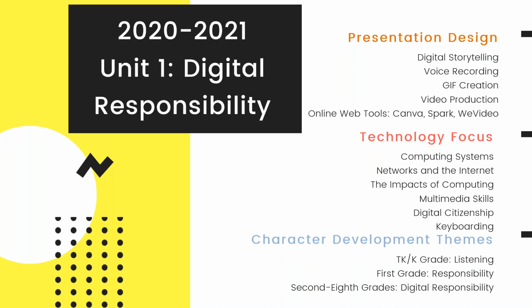We are going to spend time talking about computing systems, networks and the internet, impacts of computing. For lower levels, we're talking about mouse skills, mouse practice, how to navigate that mouse, keyboarding instruction and introduction. And of course, this unit overtly talks about digital citizenship, right? Digital responsibility. How can we be responsible with digital information? TK in kindergarten, their theme is listening. First grade is responsibility, and 2nd through 8th grade is digital responsibility.